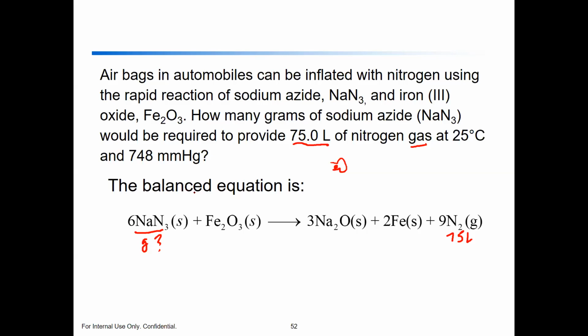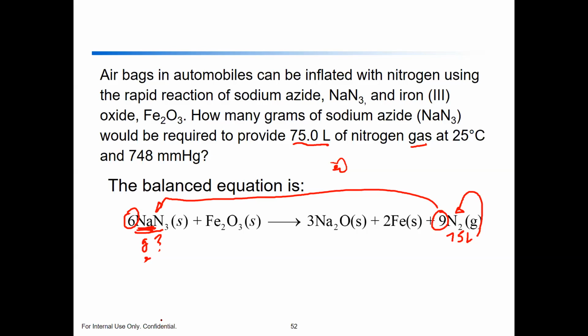And this is basically back to our stoichiometry. 6 moles of this is going to produce how many moles of this gas? 9. But how many moles do I need to produce of this gas? I don't know. I need to produce 75 liters. So I've got to convert that 75 liters into what? Moles. Once I know the moles of nitrogen, then I can figure out how many moles of this I need. Once I know how many moles of this I need, then I can calculate the number of grams. So it's kind of like working backwards.